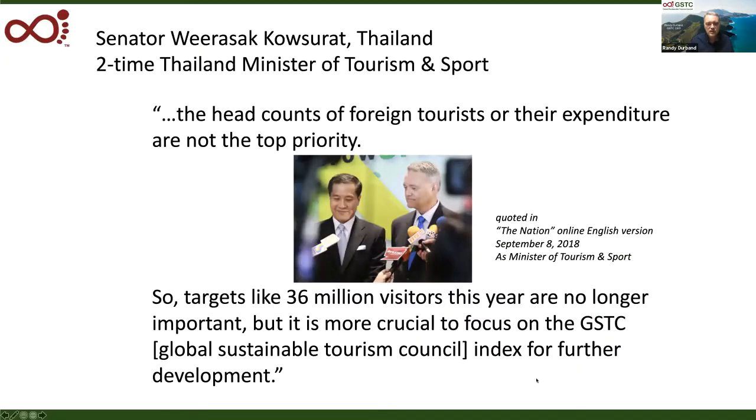Thailand, we've been in very deep with Senator Kun Wirasak, who was 2 times the Minister of Tourism. He's our friend. He knows us well. Look at this quote in the national newspaper of Thailand in 2018.